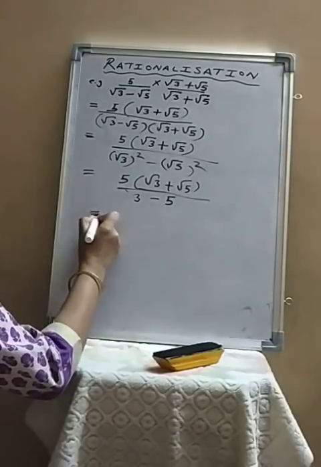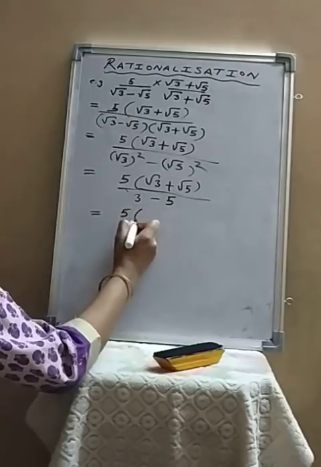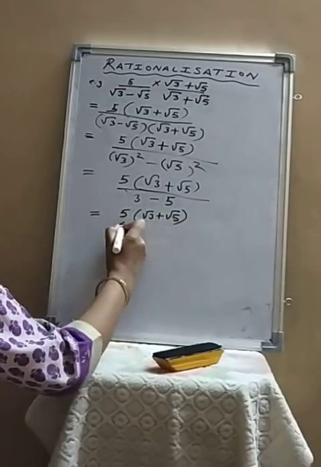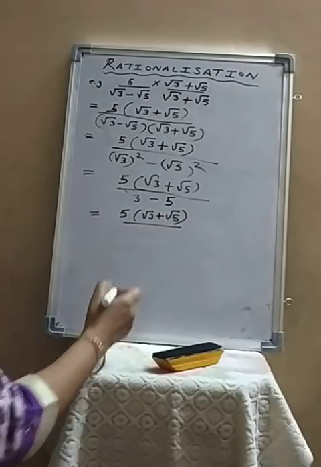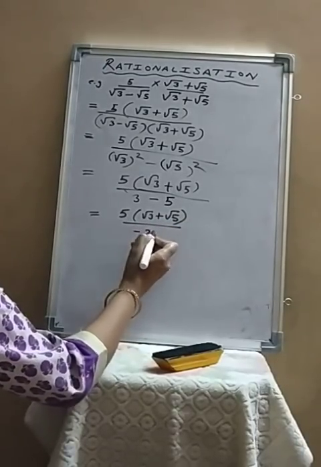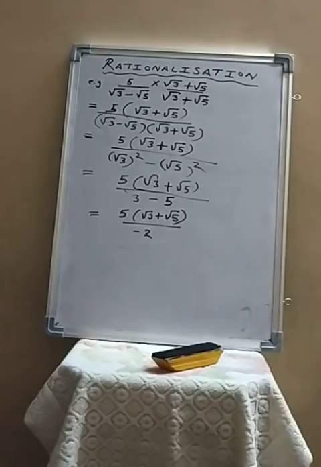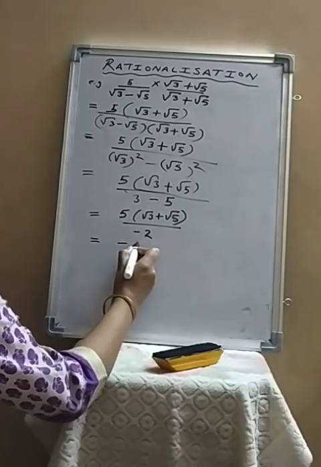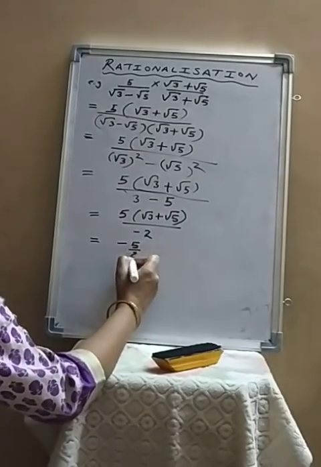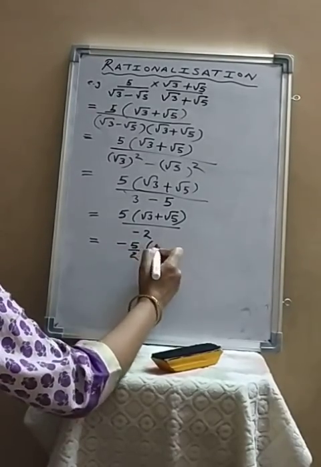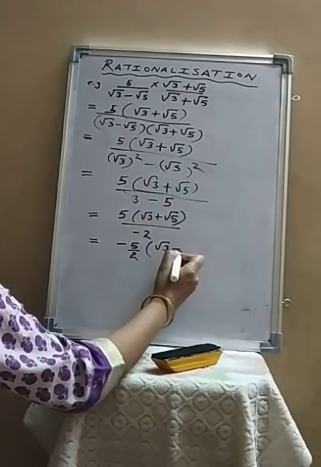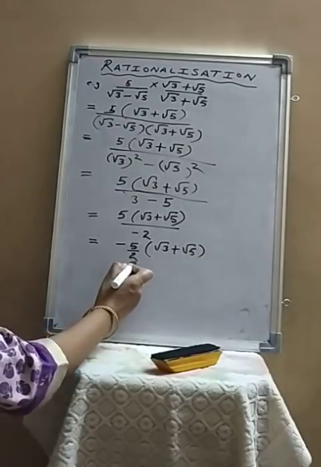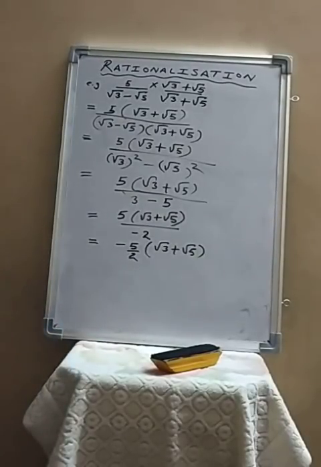Now this is 5 root 3 plus root 5 upon, see 5 is bigger, so here I will get minus 2, and in the standard form we should bring this minus sign in the numerator. So the final answer is minus 5 upon 2 into root 3 plus root 5. So here the denominator is 2, which is a rational number.